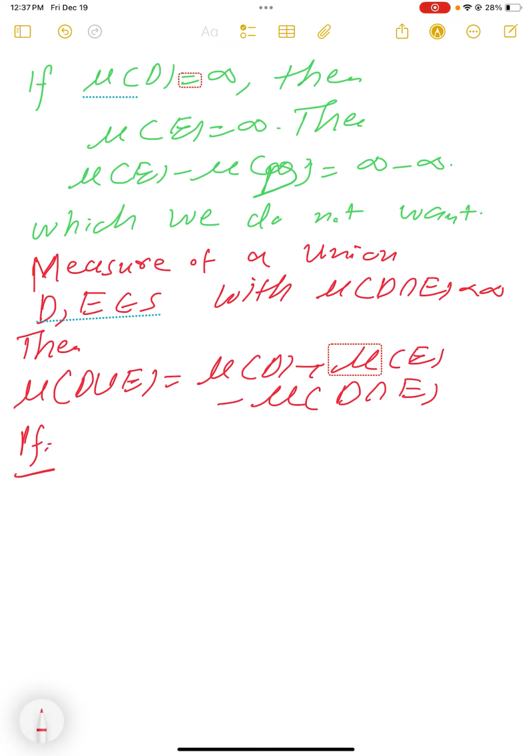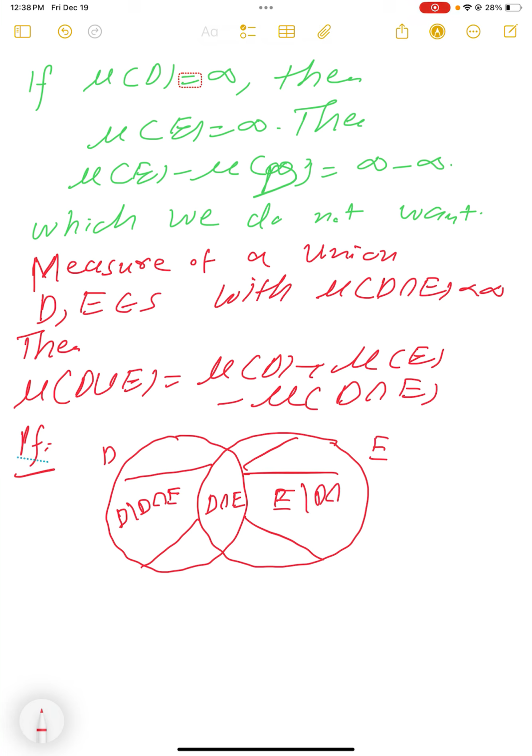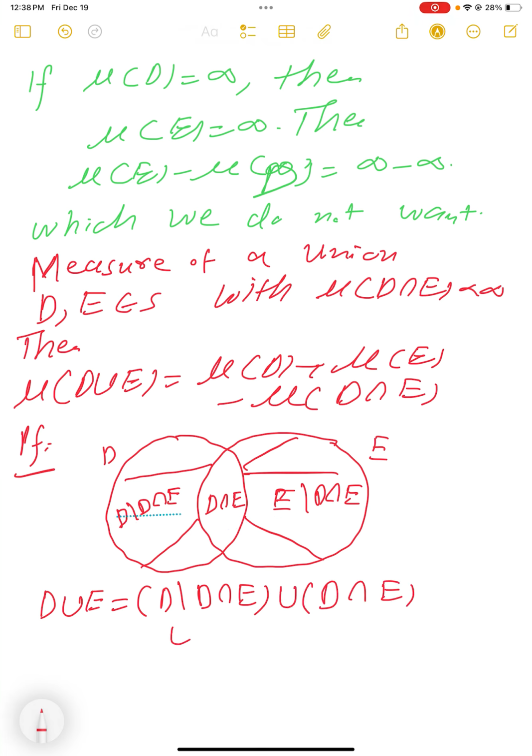Now suppose this is my D set, and suppose this is my another set which is called E set. Then this area is D intersection E, and this area is definitely D difference D intersection E. And also this whole area is E difference D intersection E. Now we can see that all these three sets are disjoint, and if we take the union of all these three sets, we're gonna get D union E. So D union E is D difference D intersection E, union D intersection E, and union E difference D intersection E, and they are disjoint.